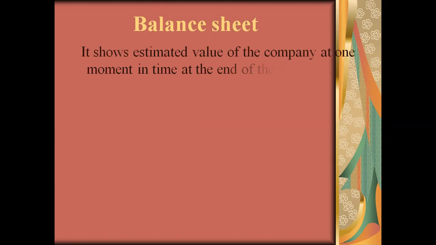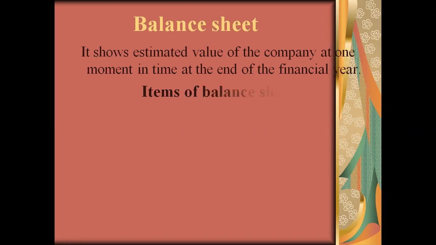It shows estimated value of the company at one moment in time at the end of the financial year. I have written at one moment in time because statement of financial position shows the total value of the assets of the business, total value of the liabilities of the business, but at a certain date. Like if I say 31st December 2020, the balance sheet will only show the value of the assets and liabilities on that particular day. After that day or before that day, nothing is shown in the balance sheet. So that is why I've written at one moment in time at the end of the financial year, right?